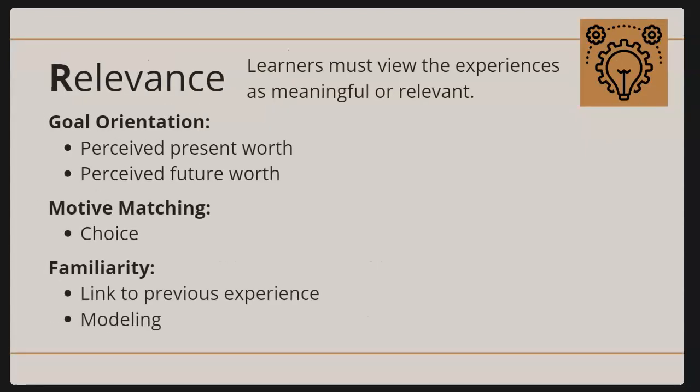The second component of ARCS is relevance. Learners must view experiences as meaningful and relevant in order to retain information. Ways to ensure that learners find relevance include using the strategy goal orientation. Their perceived present worth: adults usually attend e-learning courses when they need it. They get more motivated if they see a direct connection of how the course will equip them with new skills.